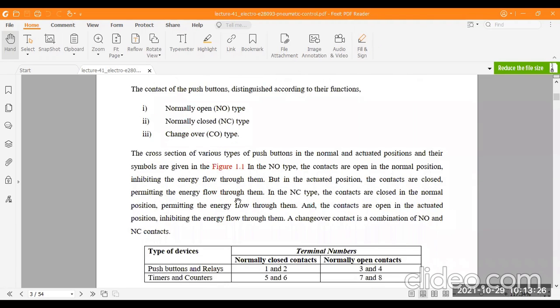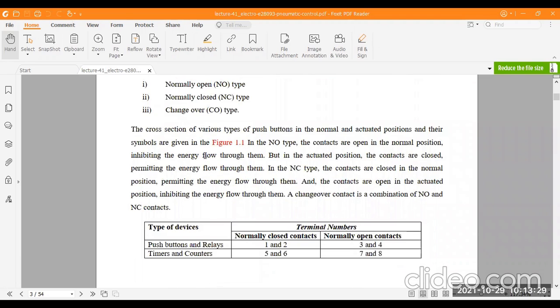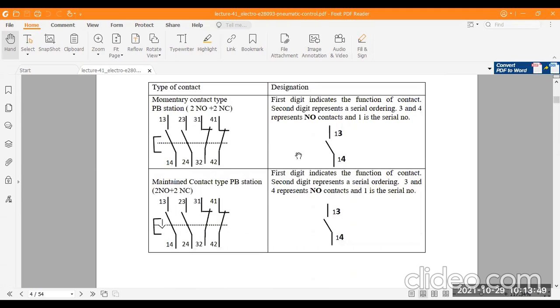You have to see the cross section views in the figure. These are the different types: push button and relay. Another one we use as timers and counters. Basically two terminals are used, one normally closed type and another normally open type. These are numbers 1, 2, 5, 6, 3, 4, and 7, 8. In this picture you can see two NO, where NO means normally open and NC means normally closed. These are two open switches connected from this part to this part.